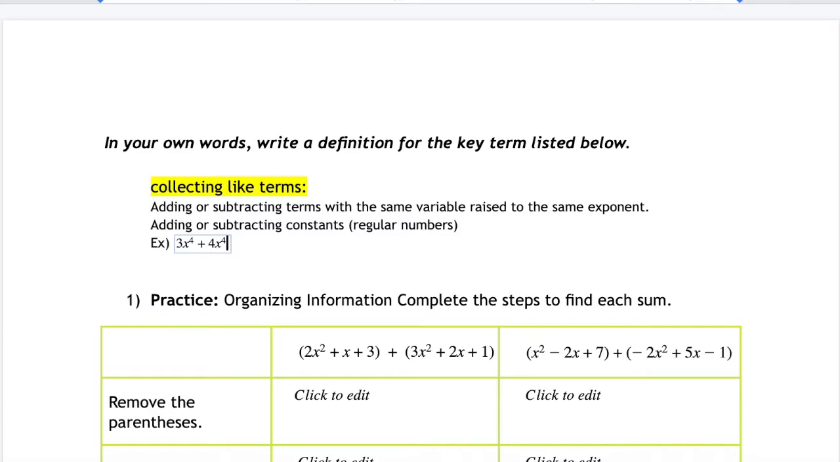Because these both have an x to the fourth, I can just add those coefficients together. So I can add the 3 and 4 together to get 7. And I'm going to keep my like term x to the fourth. Whenever I'm combining like terms, I should never change my exponent, right? My exponent always stays the same because I want to keep that like term.